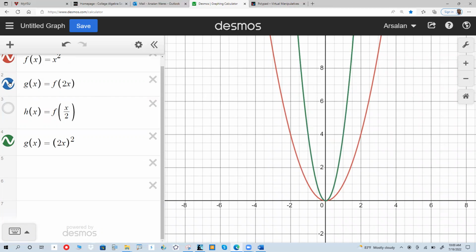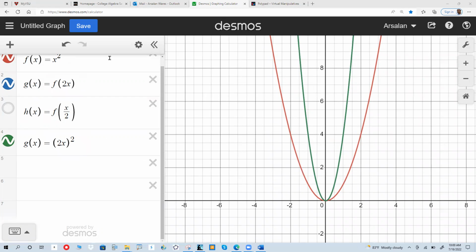You don't see any blue. Blue is actually here because they're the same function. If you hide the green, the blue shows up. That's my way of convincing you that this and this are the same. Okay, I'm going to convince you that h of x, I'm going to write it in the traditional format and convince you they are the same.